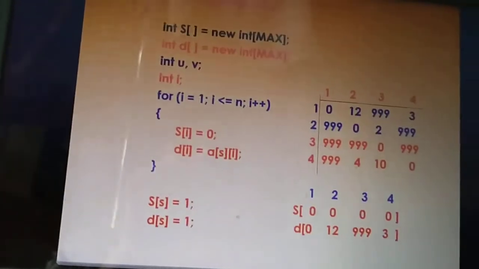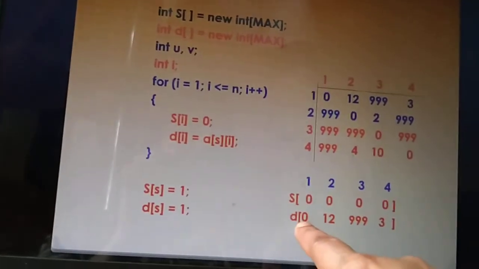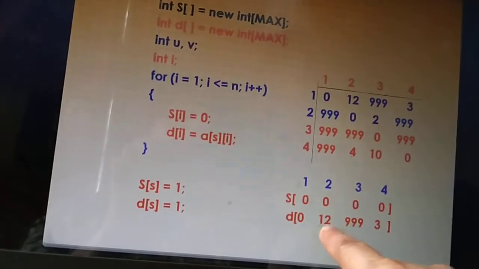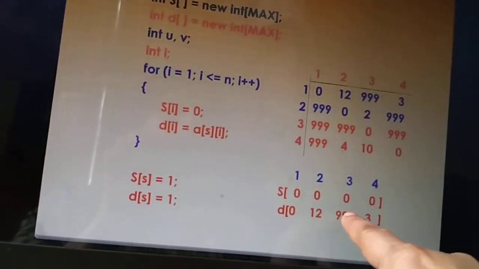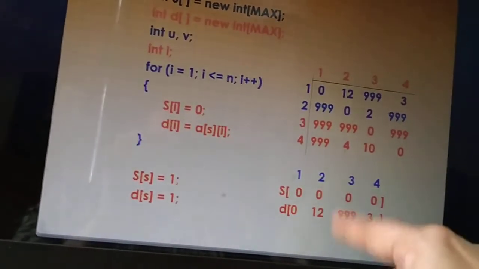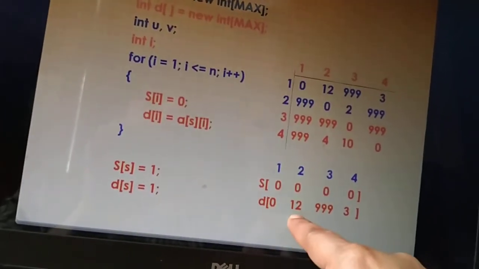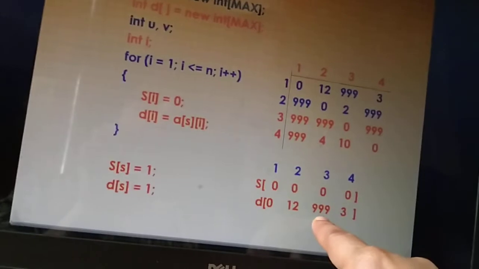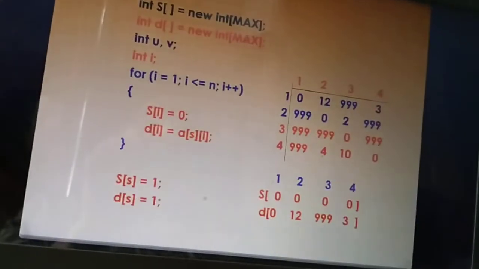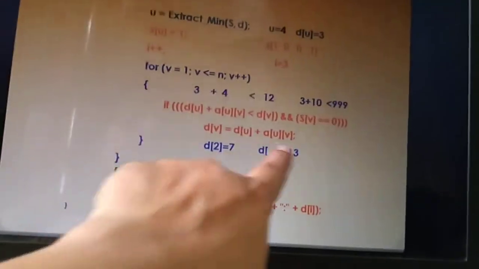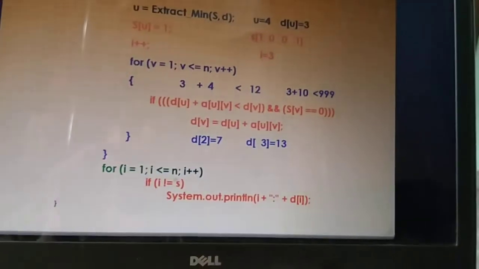So now the updated distance vector is, this is 1, this is 12, 7, this is 13 and this is 3. The new distance vector you are getting is, this is 1, this is 7, this is 13 and this is 3. That we have changed here. These two we have changed.